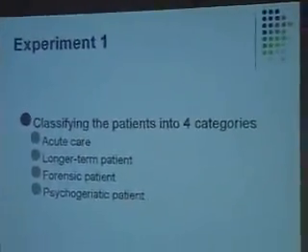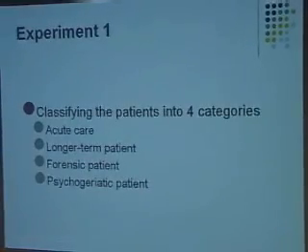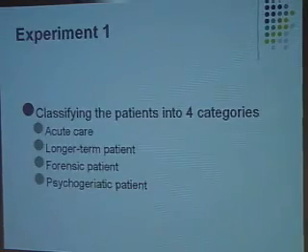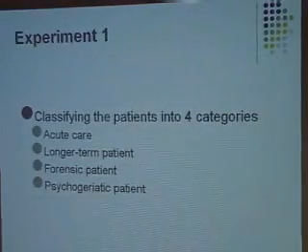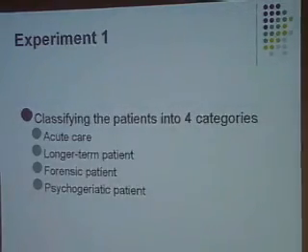There are a lot of questions they have. So the first one: on that long form, at the very end, what they have to do is to say this patient should go to one of these four categories. Okay, acute care, or long-term patient, or a forensic patient, or a psychogeriatric patient. So this is one of the sort of diagnoses, if you want, at the very end. So this is where we started.